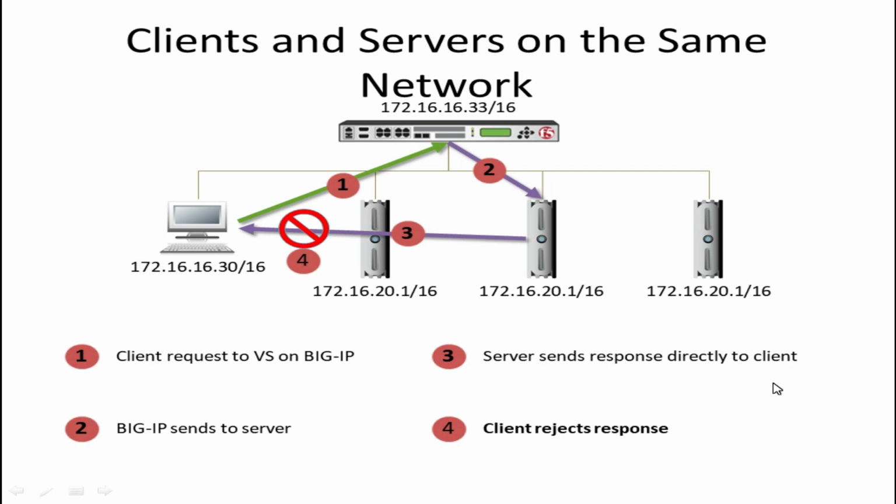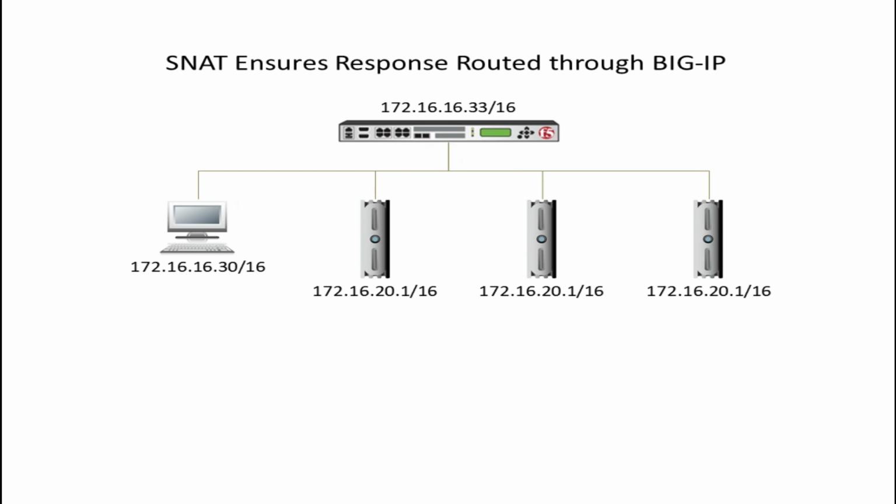Here also my SNAT will come into the picture. So SNAT will ensure how the response should be routed. It should be routed only from the BIG-IP. So let us check again. If we enable the SNAT feature, again I will tell you about the SNAT feature, and I will use Wireshark also. I will show you in the lab also how it can be defined.